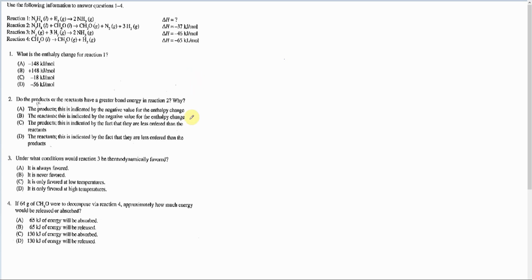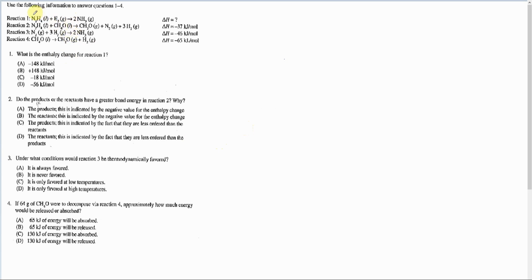These are questions 1 to 4 of our multiple choice thermo multiple choice, that is. Number 1 says, what is the enthalpy change for reaction 1? Well, I think this is a Hess's law situation where we're going to have to do some reorganizing of these other ones. We may or may not need them all.